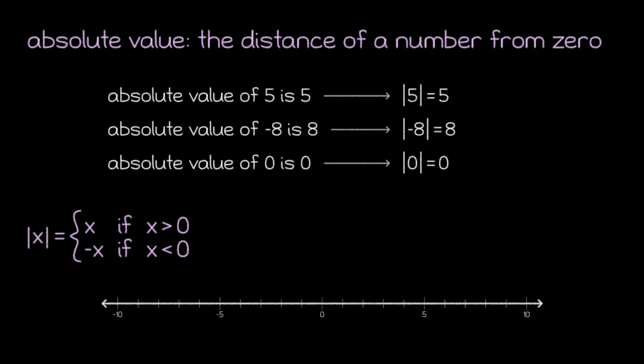This means that we can adjust our representation from earlier just a bit by adding a greater than or equal to symbol so that 0 is included in our definition as well. And with that, we've defined the absolute value.